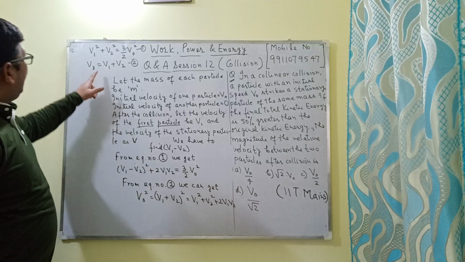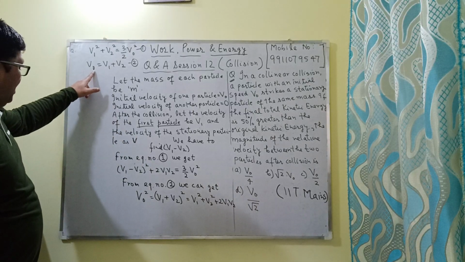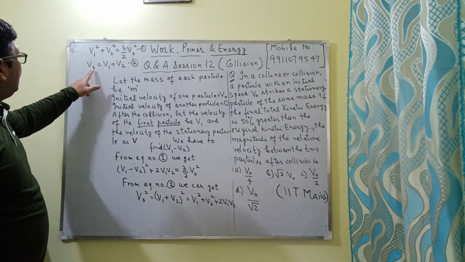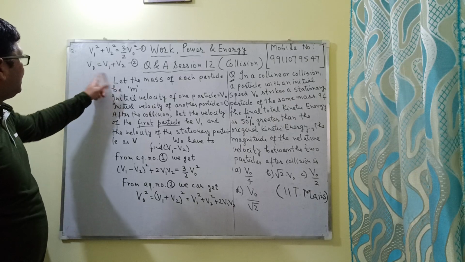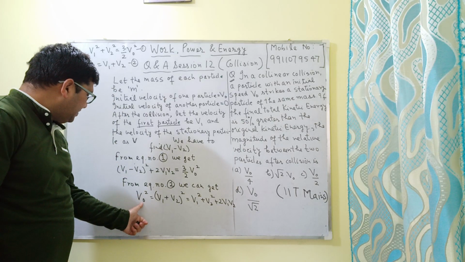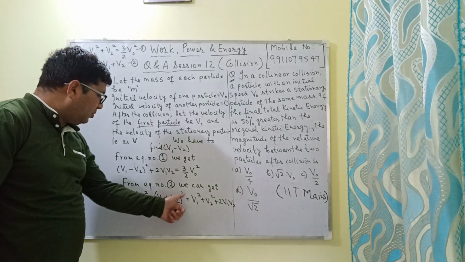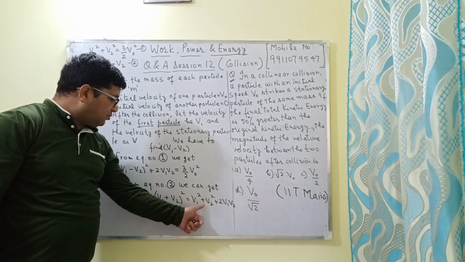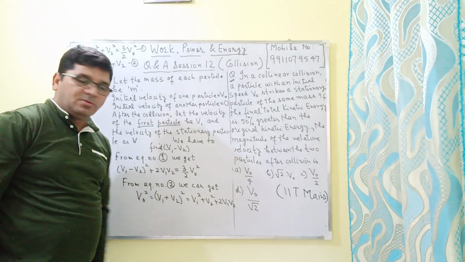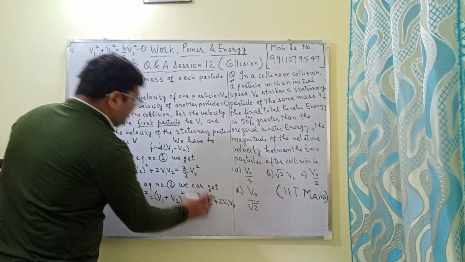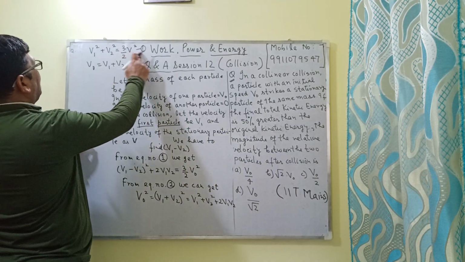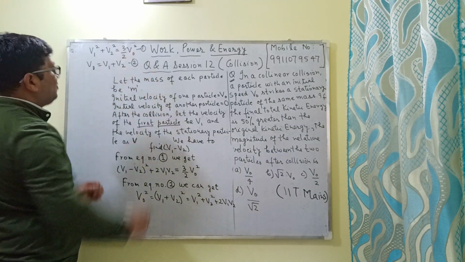What I have done is I have just squared this equation number 2 on both the sides. So I am getting V naught square is equal to V1 plus V2 whole square, and this is equal to V1 square plus V2 square plus 2V1 V2. Now V1 plus V2 is equal to 3 by 2 V naught square.